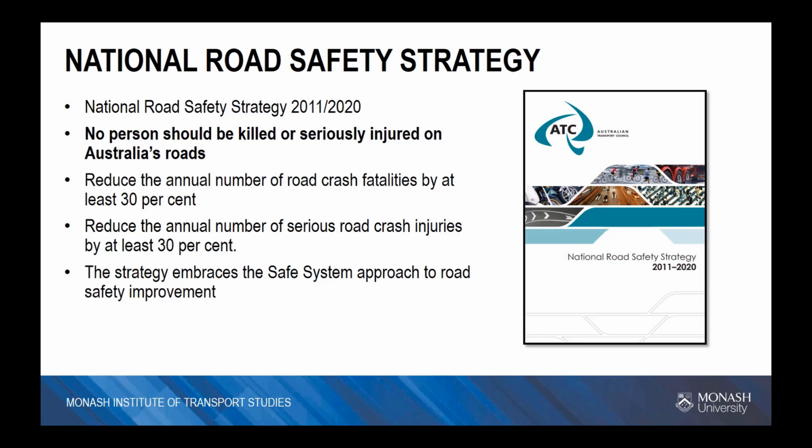In recognition of this, the strategy sets a target to reduce the annual number of road traffic fatalities by at least 30% and reduce serious injuries, those requiring hospitalisation, by 30%, with the recognition that provided road users are behaving in accordance with the road rules, the road system should be designed so that no collisions result in fatal injury outcomes. In order to achieve these reductions, the National Road Safety Strategy has adopted the Safe System Framework for road safety as the guiding framework.